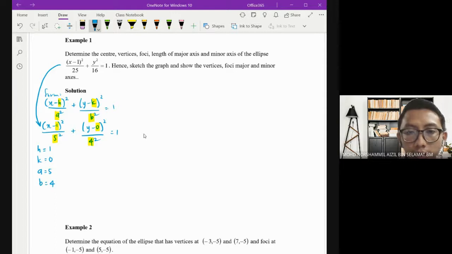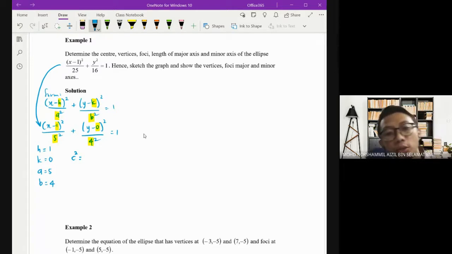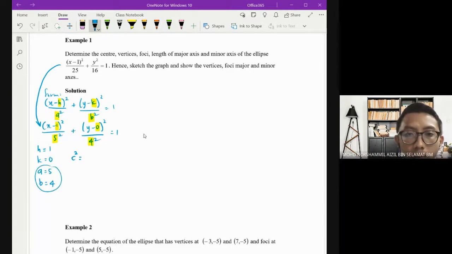H, K, A, B dah ada. Okay. So now how do we get C? To get C square is always big square minus small square. Yang mana besar? A dengan B yang mana besar? So kalau A besar, maksudnya kita akan buat 5 kuasa 2 tolak 4 kuasa 2. Dapat tak? Itu je cara dia. C square dia akan sama dengan big square minus small square.